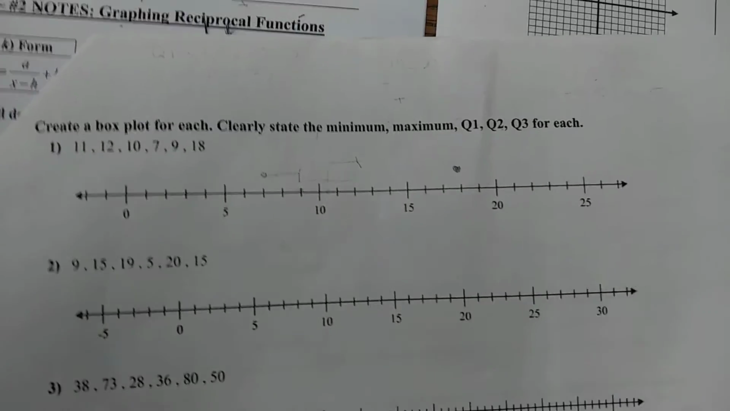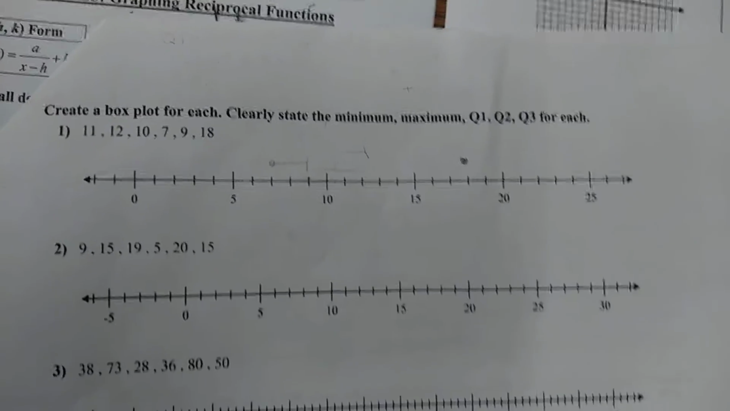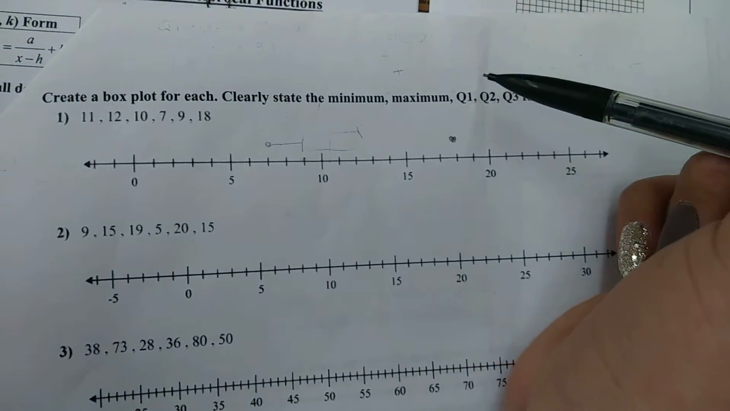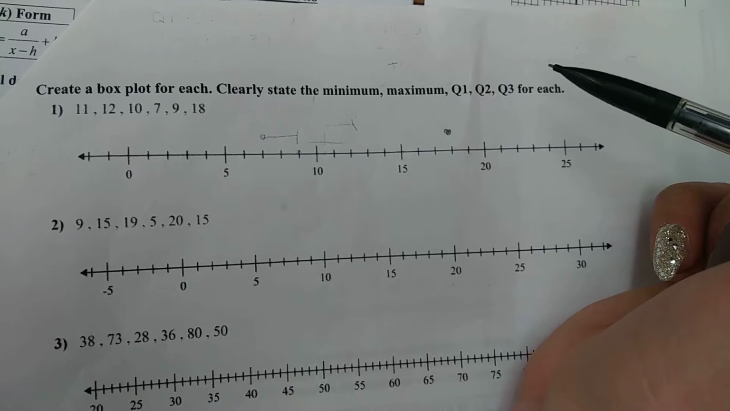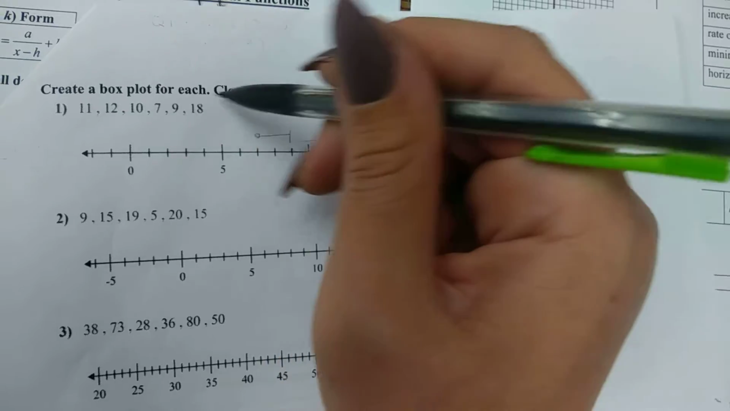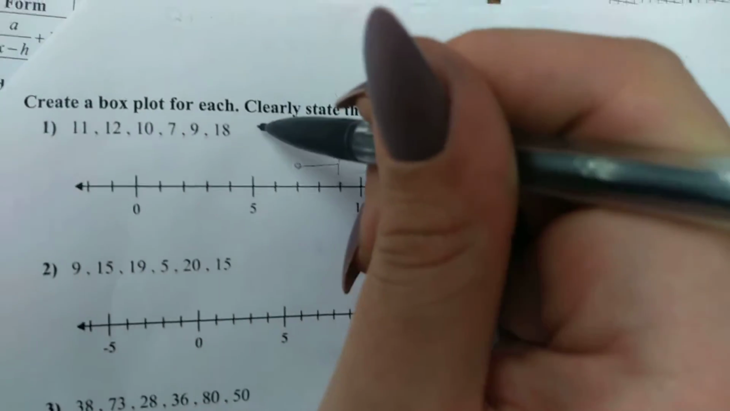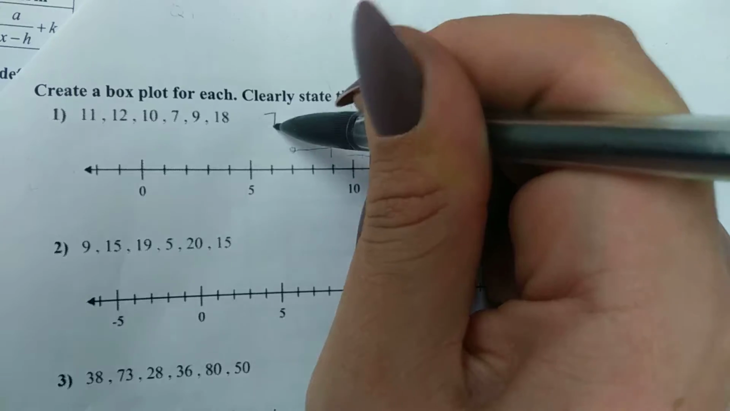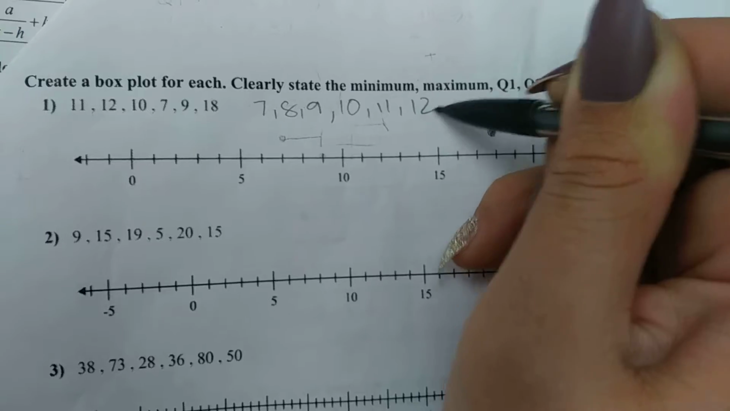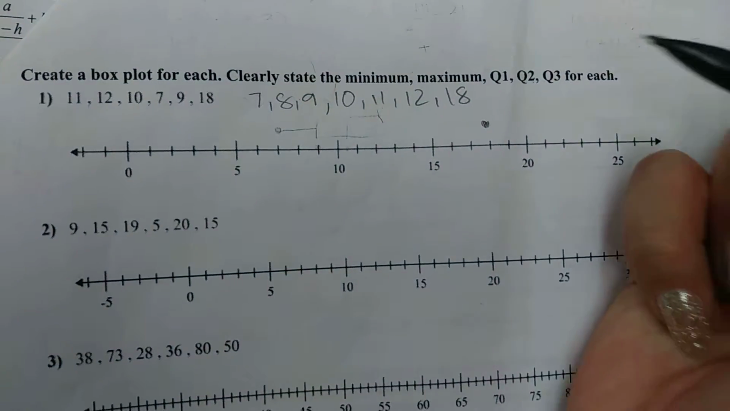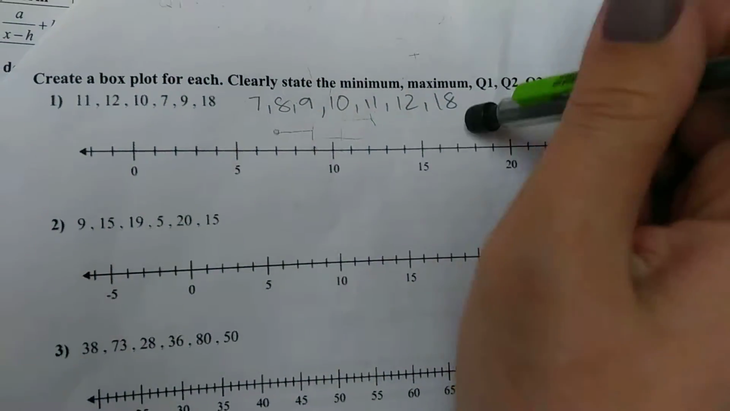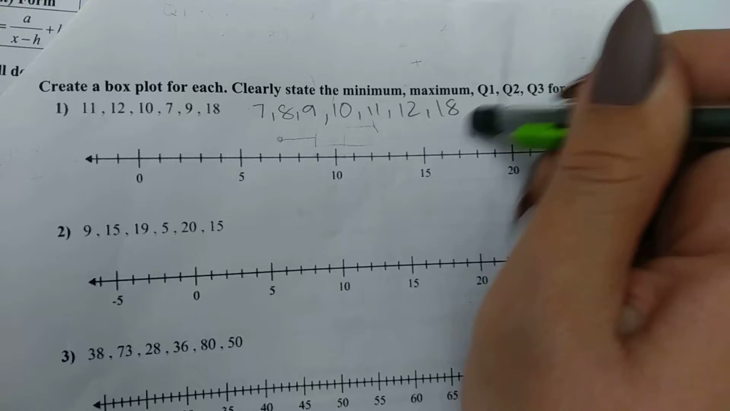As an example, we're going to do the first problem in your homework. It's asking to create a box plot and clearly state the minimum, maximum, and Q1 through Q3. The first step is to put our data set in ascending order. So we're going to do 7, 8, 9, 10, 11, 12, 18. Then the first thing we're going to do is find our median, our middle number, our quartile 2.